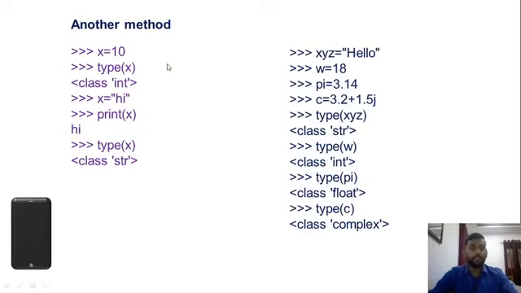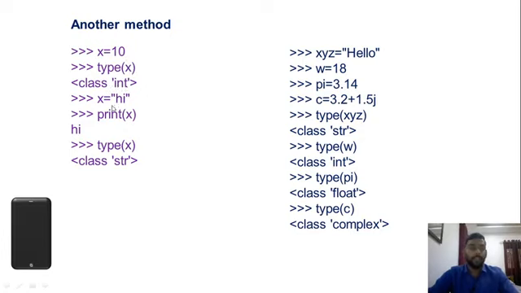What is the difference? In the previous approach, we directly passed the value, that is type of 10. But here we are storing the value 10 in variable x, and we are passing that x to the type function. Indirectly passing, right? First we store the value in a variable, x equal to 10, then we pass that x to the function type. It's just like type of 10, but done indirectly. It shows class int, since the value of x is 10.